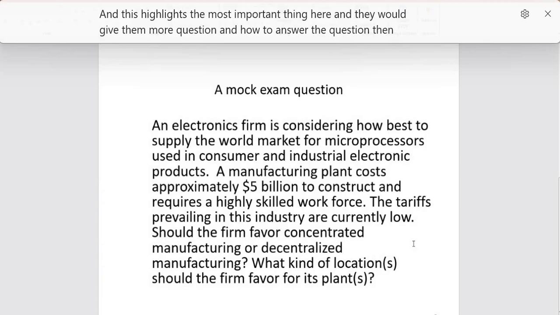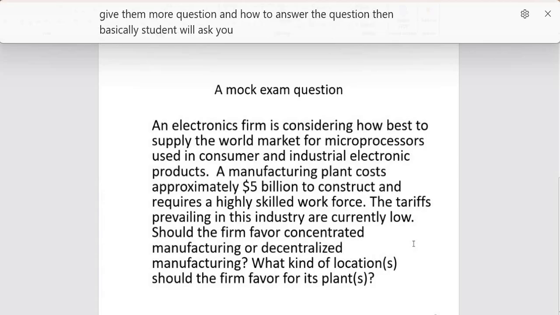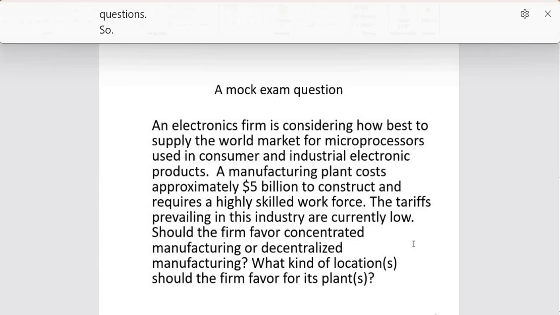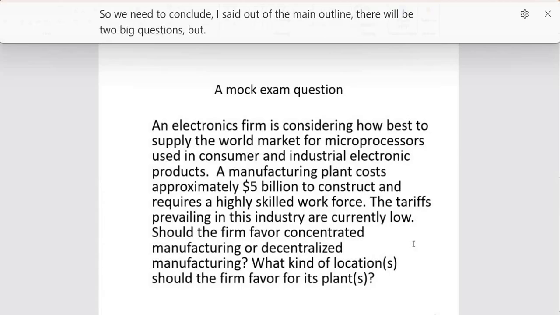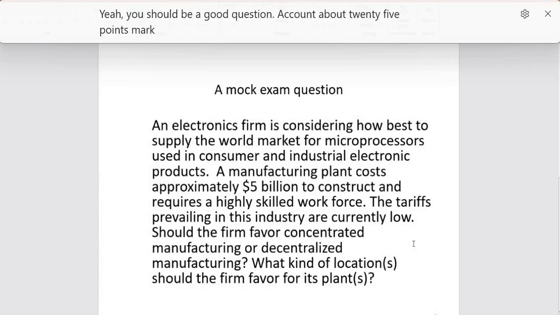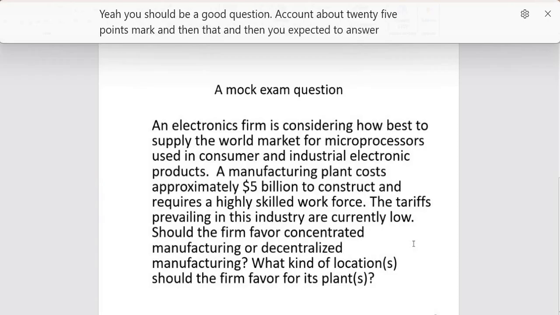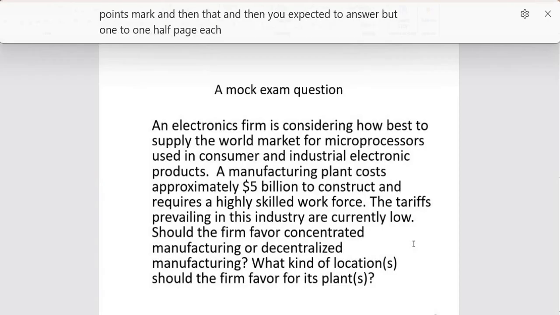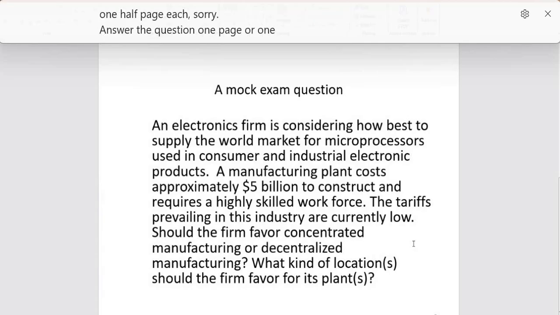Then basically students will ask us questions, and then we answer the questions. They'll start talking. That's normal. So to conclude, out of the main outline, there will be two big questions, but there will be sub-questions to answer. Each big question accounts for about 25 marks. And then you are expected to answer about 1 to 1.5 pages for each question.